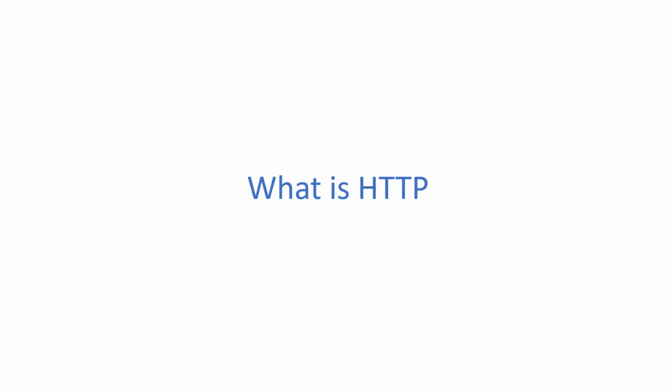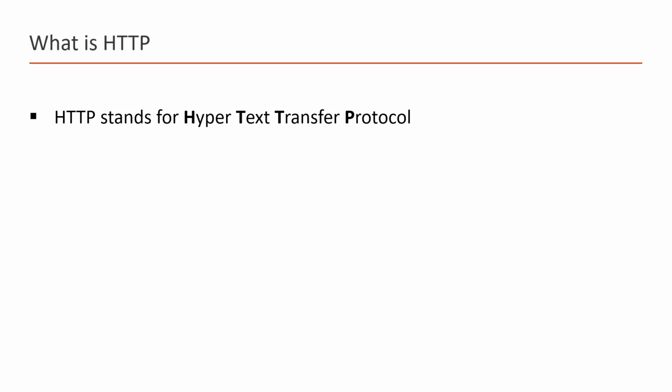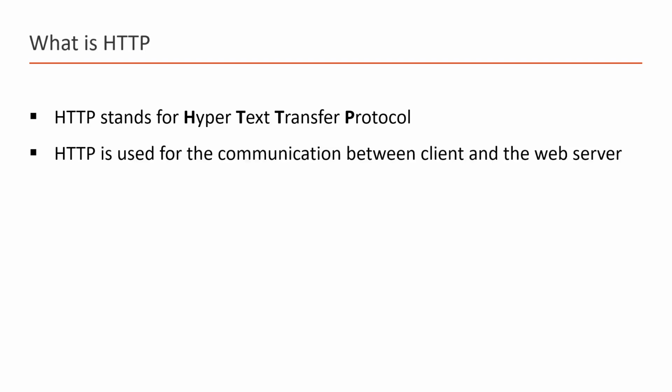The key concept in any web API project is HTTP. So before learning more about web API, let's focus on what HTTP is. HTTP stands for Hypertext Transfer Protocol. HTTP is used for the communication between the client and the web server. Now what do we mean by the client and the web server?